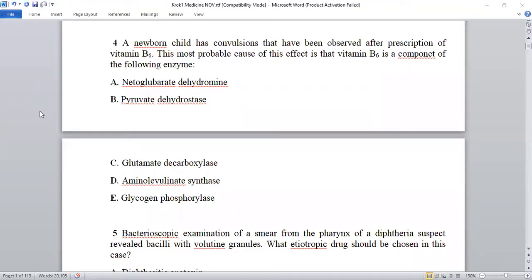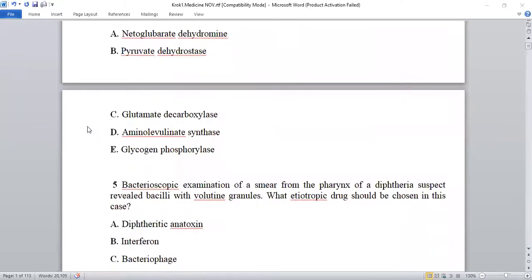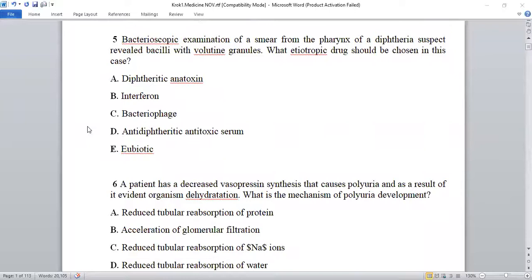Okay. So, Emmanuel, can you please read question number 5 for us? Number 5. Bacterioscopic examination of a smear from the pharynx of a diphtheria suspect revealed bacilli with volatile granules. What etiotropic drug should be chosen in this case? All right.